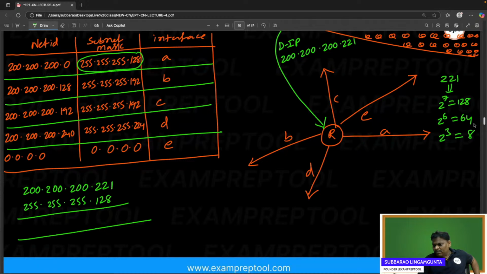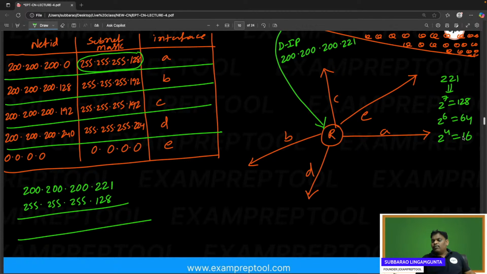Let me check once again, sorry for that. I want 221. 128 plus 64 is 192, but I want 221. So can I add the next number, 32? Check properly. 192 plus how much is required? 21 plus 8, that is 29. But 32, no. So 2 power 4, 16.